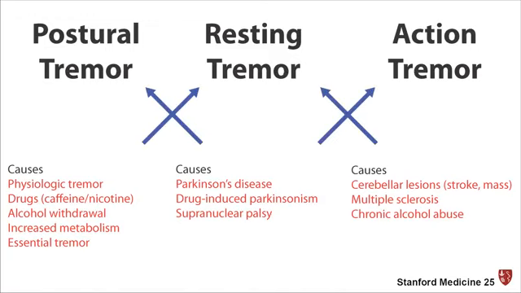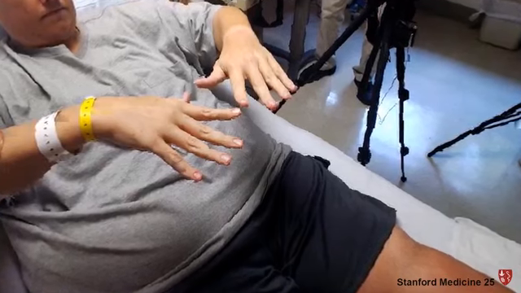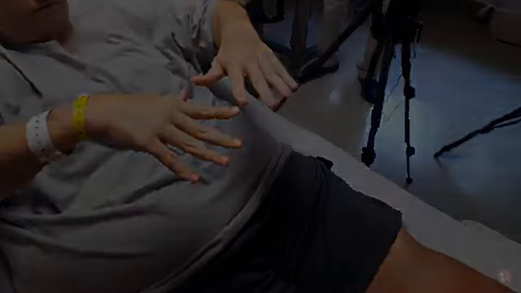For example, a patient with essential tremor that's very severe can present not only with postural tremor, but also resting and or action tremor. However, together with a good history and exam, you'll have a great chance of finding out the cause of your patient's tremor.